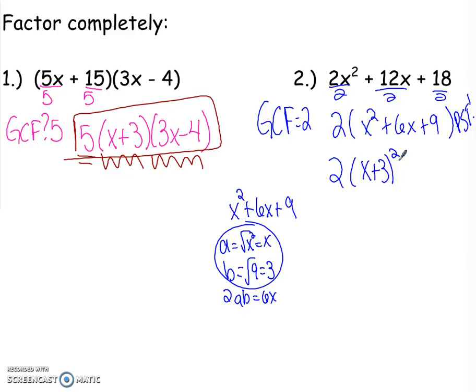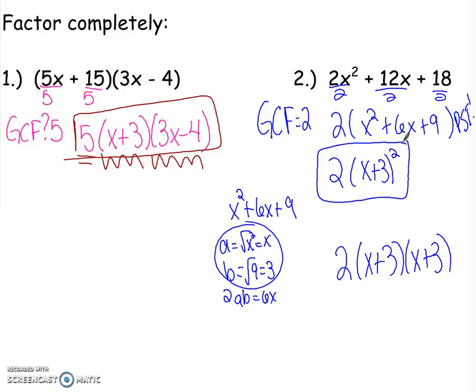Could you have factored this and said what multiplies to be 9 and adds to be 6? Absolutely. But if you had 2 times x plus 3 times x plus 3, then you would need to simplify it to 2 times the quantity x plus 3 squared.